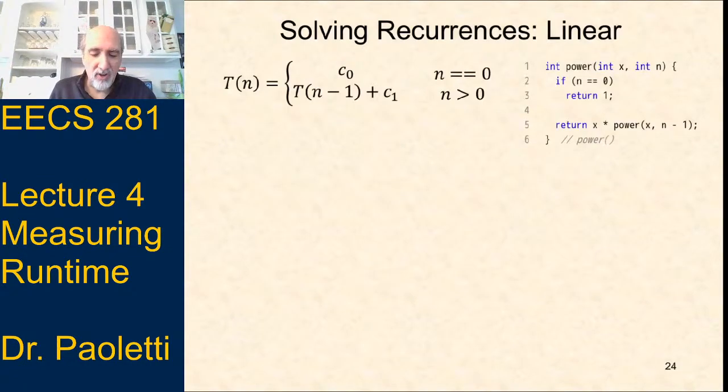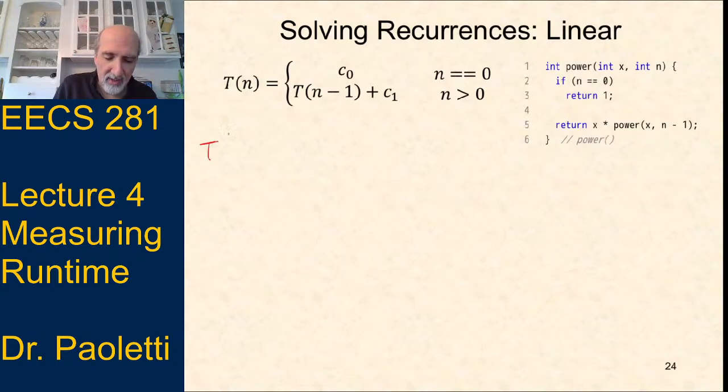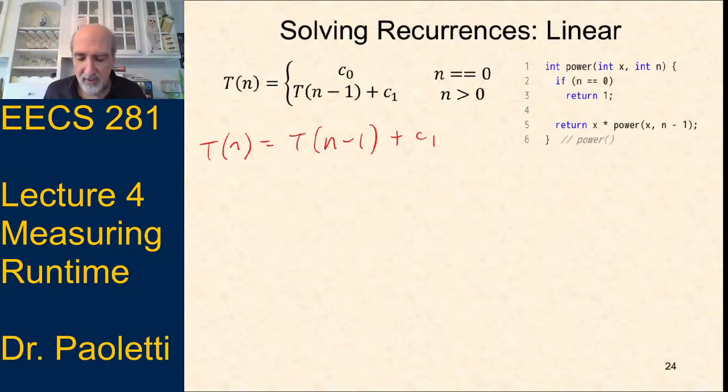All right, so here's our recurrence relationship and the code that goes with it. And what we're going to do is solve this together. I'm going to write out my recurrence relationship minus the base case. We know it exists, it's up there. I need to solve the recursive part. So I've got T of n is equal to T of n minus 1 plus c1.